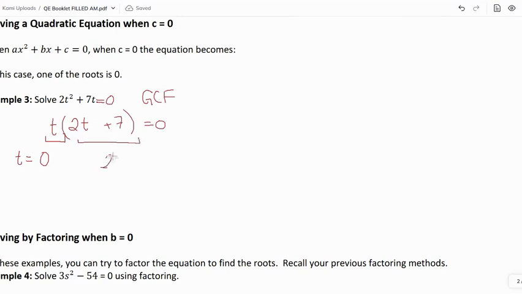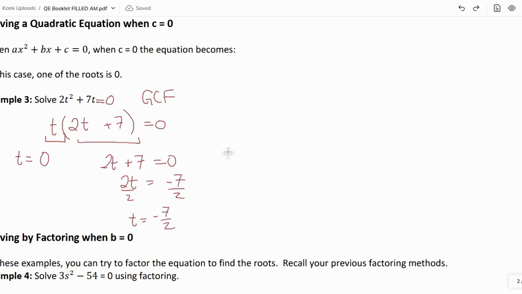The other factor, 2t plus 7 equals 0. I'm going to encourage some students who like to do math in their head to try to figure this out in your head. Don't write it all out. Just say t equals. Bring the 7 to the other side. Divide by 2. t equals negative 7 over 2.